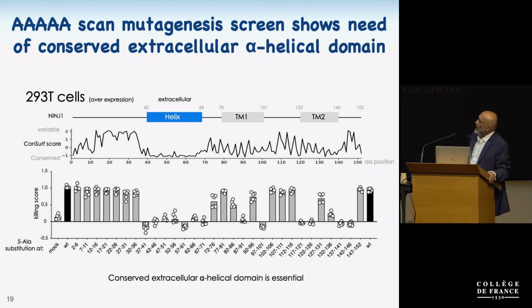Now we can look at which region of the molecule is important. We're going from the N-terminus to the C-terminus. This is an amphipathic helix that's on the extracellular region, 2 transmembrane domains. This is a conservation score in evolutionary time. Lower the score, more highly conserved. The amphipathic helix is highly, highly conserved. This is an ALA-scanning mutagenesis, where we express the wild-type NINJ1, it kills cells. Then we do a 5 ALA scan across the molecule. The extreme N-terminus is quite tolerant, but as soon as you mess with the amphipathic helix, you lose the ability to shatter plasma membranes.